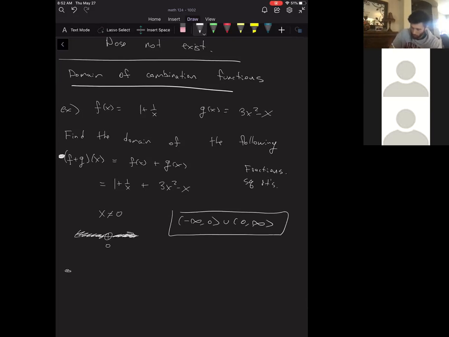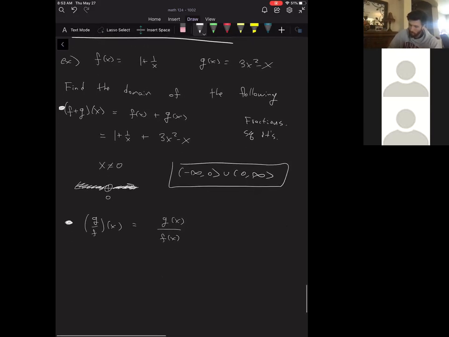Let's do g divided by f of x. Okay, so what is this equal to? Well, from the definition, that says g of x divided by f of x. And what is g of x? Well, g of x is 3x squared minus x. And then f of x is 1 plus 1 over x. And now we don't do any more simplifying. Once we plug in the g and the f, we find the domain.